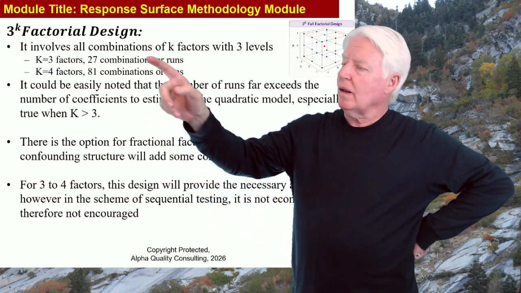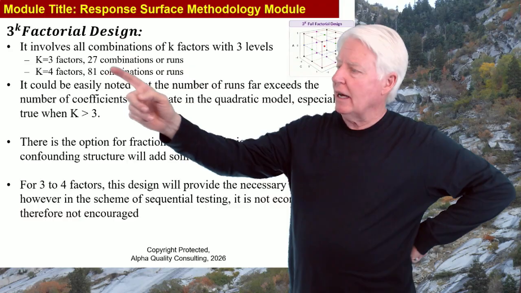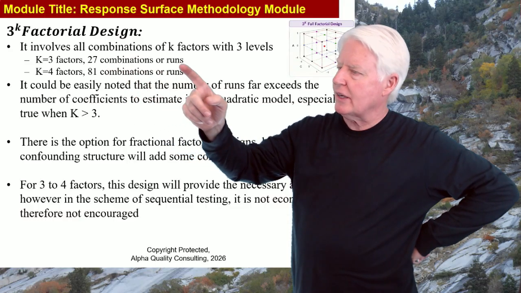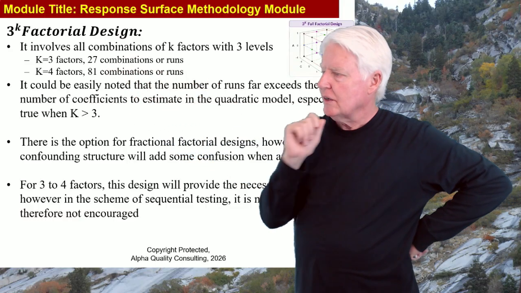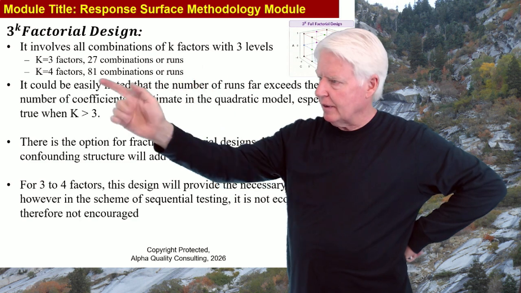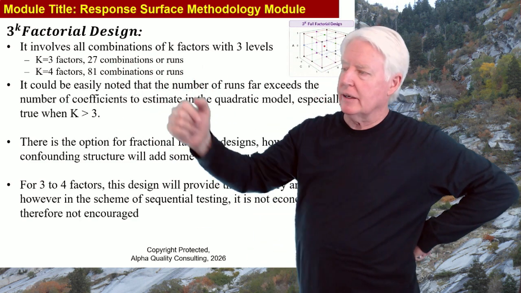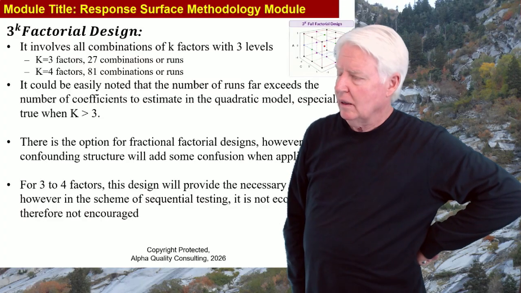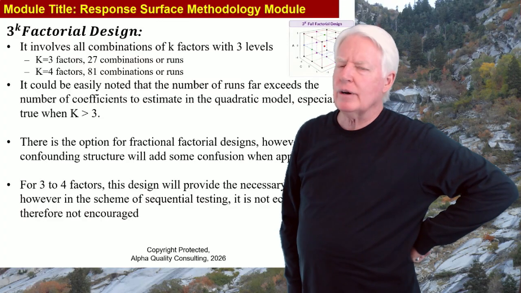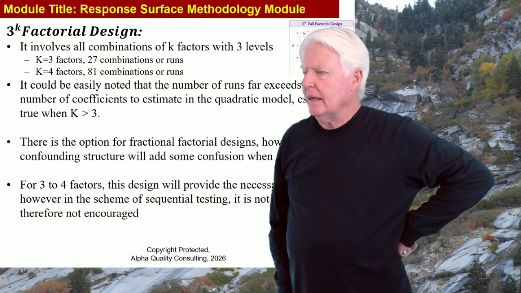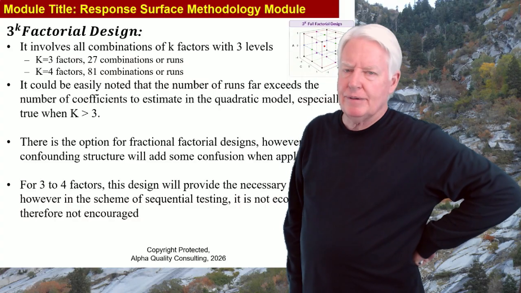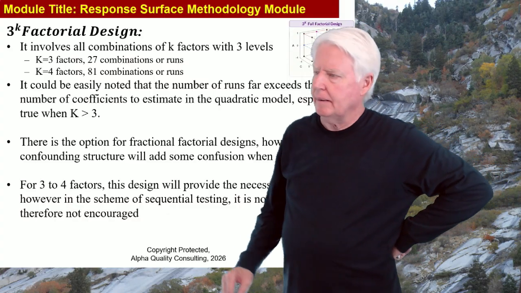It involves all combinations of K factors with 3 levels. K equals 3 factors, 27 combination runs. So 3 to the 3rd power is 27. And to the 4th power is 81. So you more than double your runs every time you add another variable. That's what I'm saying. It's not very efficient with data, and your company's probably not going to be happy if you use it because it's going to cost too much money.